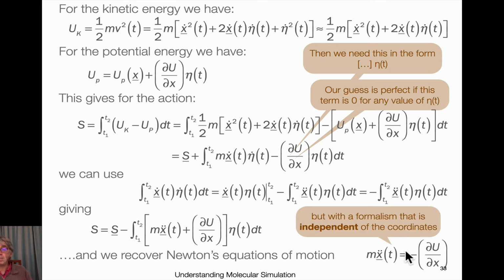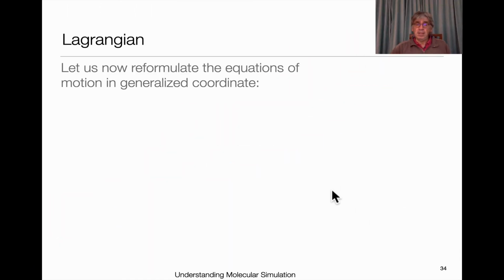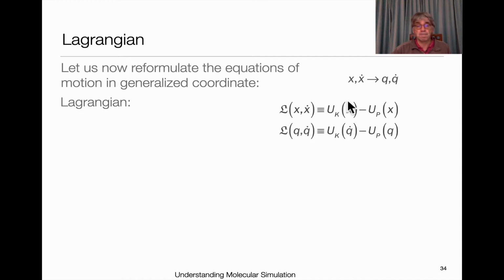Okay, but we now have a formalism, and that is important, that is independent of our coordinates. Before we give an example, we can now reformulate the equations of motion in generalized coordinates. So what is the idea? We have the x coordinates, the Cartesian coordinates, but we would like to use more generalized coordinates that are much better fitted to the coordinate system of our problem.